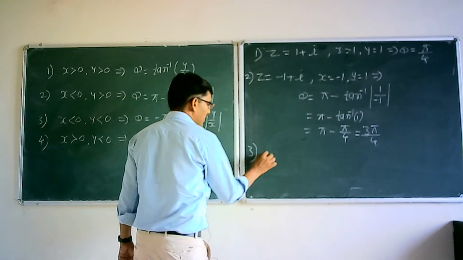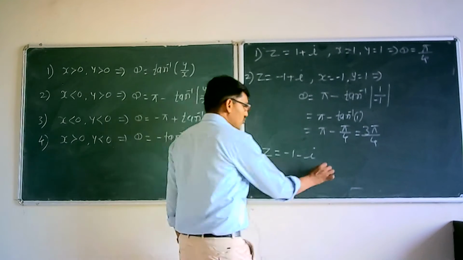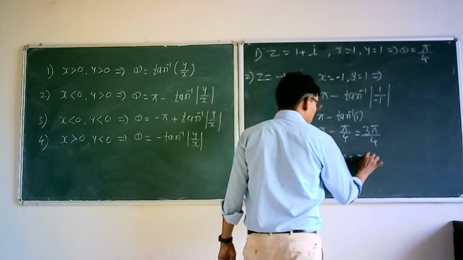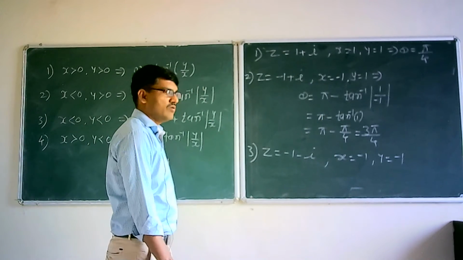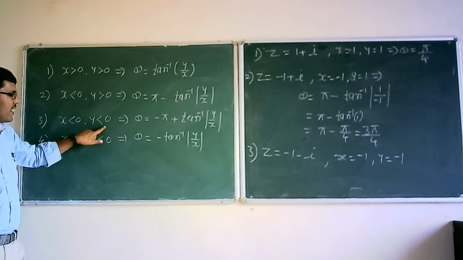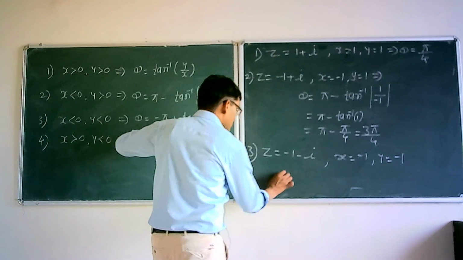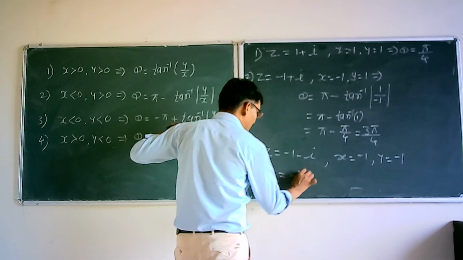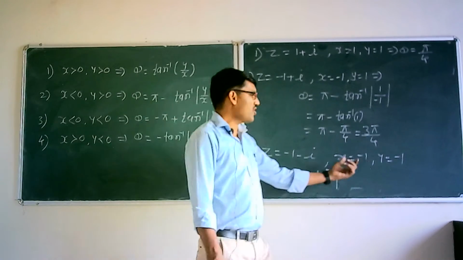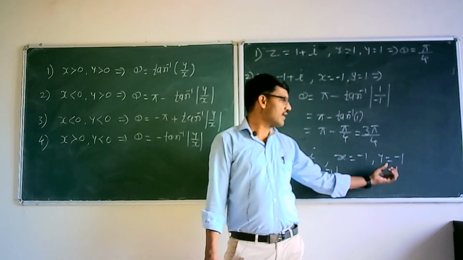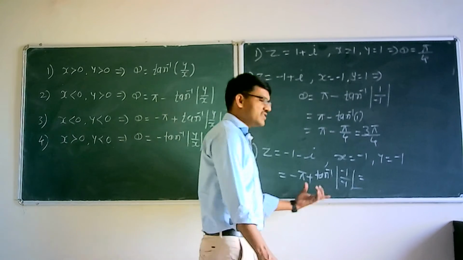Now in the third example, suppose your z is equal to minus 1 minus i. So here x is equal to minus 1 and y is equal to minus 1. Here x is less than 0, y is also less than 0. So again the third case, x less than 0, y less than 0. Then what is theta? Theta is equal to minus pi plus tan inverse of mod of y by x. So what is mod? Mod means we have to convert to positive. So it is equal to 1. Minus 1 divided by minus 1, it is 1.